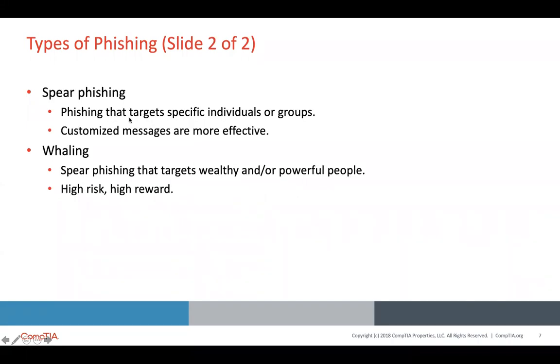Spearphishing, phishing that targets specific individuals or groups. Customized messages are more effective. And whaling, spearphishing that targets wealthy and or powerful people. High risk, high reward.